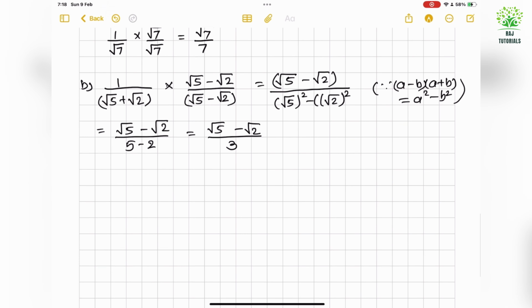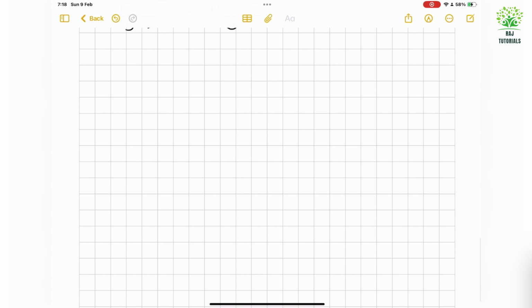Now, the third one says 1 upon root 5 plus root 2 minus 1 upon root 3 minus root 2. So here I need to do two times the conjugate of the number. So I am doing both of them.